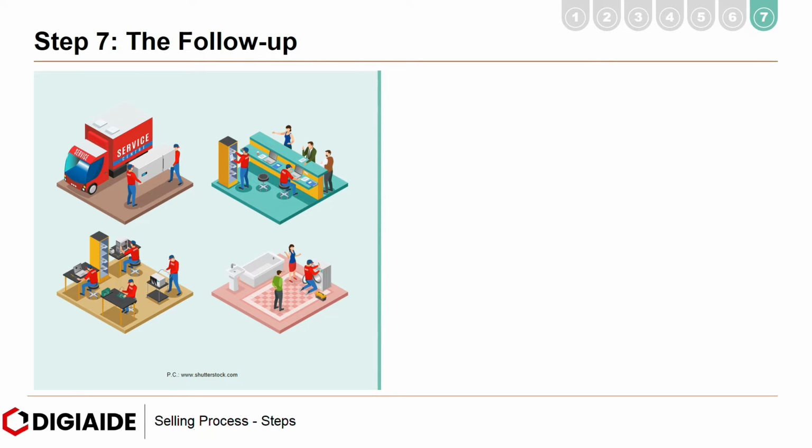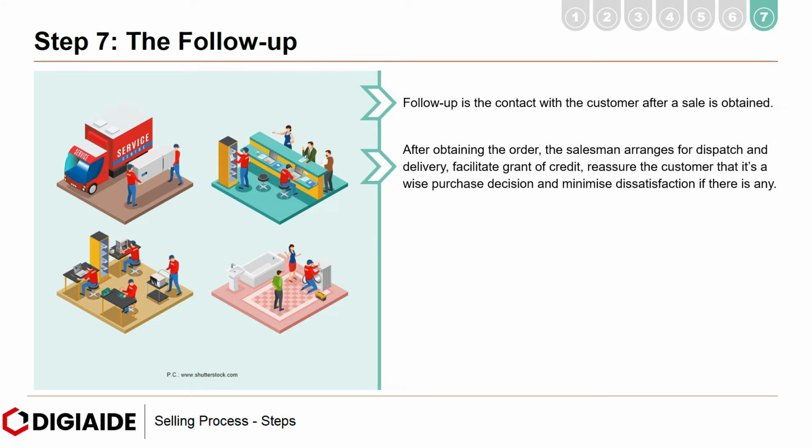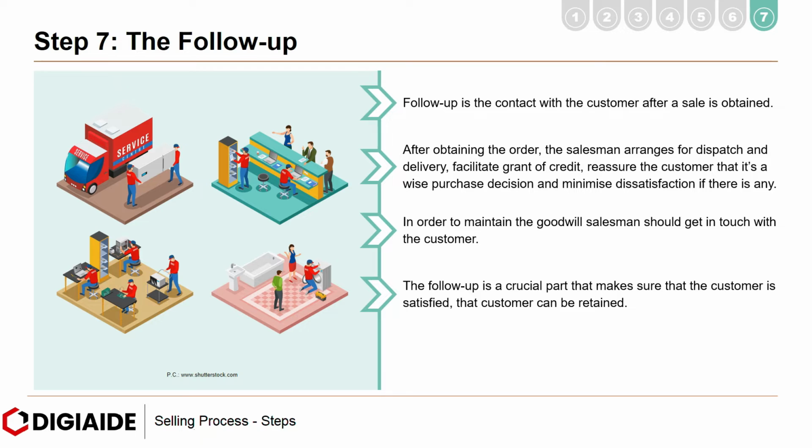And finally, step 7, the follow-up. Follow-up is the contact with the customer after a sale is obtained. After obtaining the order, the salesman arranges for dispatch and delivery, facilitates grant of credit, reassures the customer that it's a wise purchase decision, and minimizes dissatisfaction if there is any. In order to maintain goodwill, salesmen should get in touch with the customer. The follow-up is a crucial part that makes sure that the customer is satisfied and can be retained. It can also be used as a prospect for new customers.